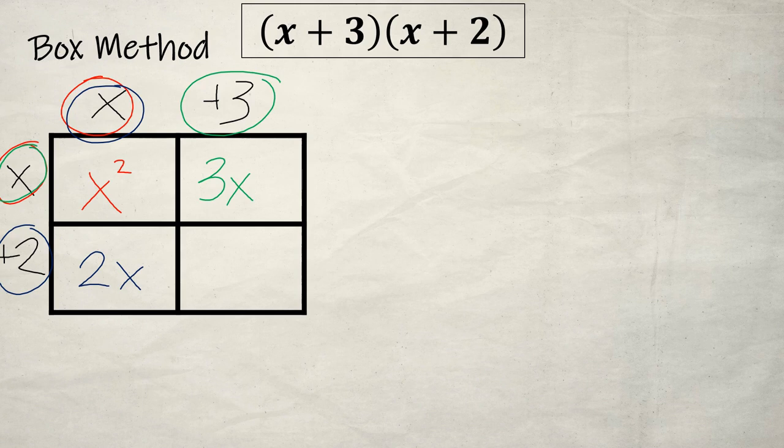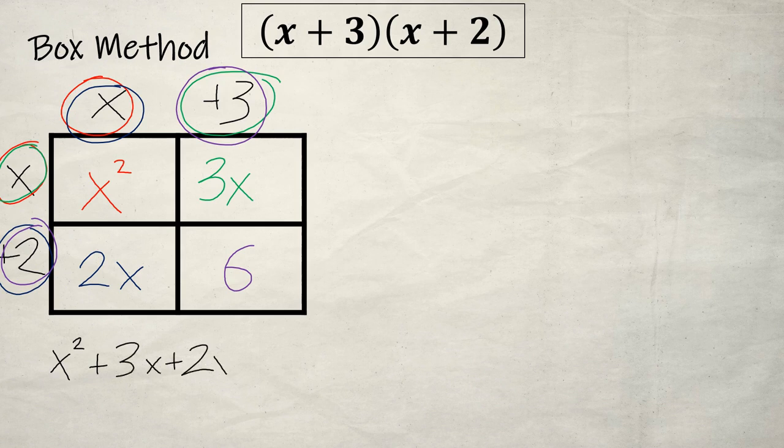And I have 3 times 2 gives me 6. So I'm going to take everything that's written on the inside and I'm going to write them below. So I have x squared plus 3x plus 2x plus 6. So each of these boxes is being added together.